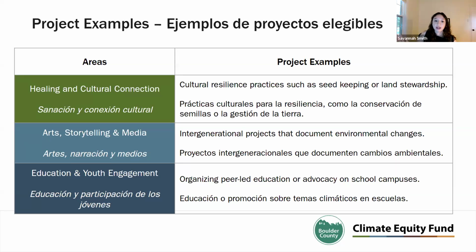So we have healing and cultural connection, art, storytelling and media, education and youth engagement, and a couple of examples that would fit under these categories include cultural resilience practices such as seed keeping or land stewardship, intergenerational projects that document environmental changes, and organizing peer-led education or advocacy on school campuses.